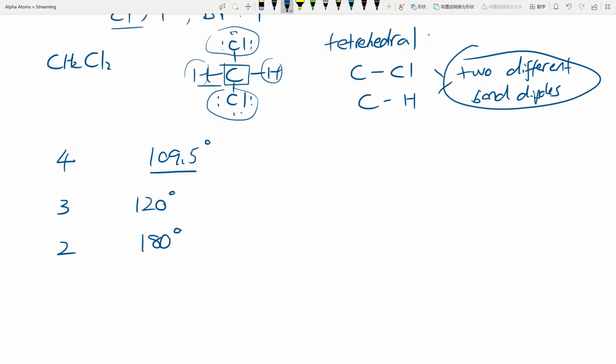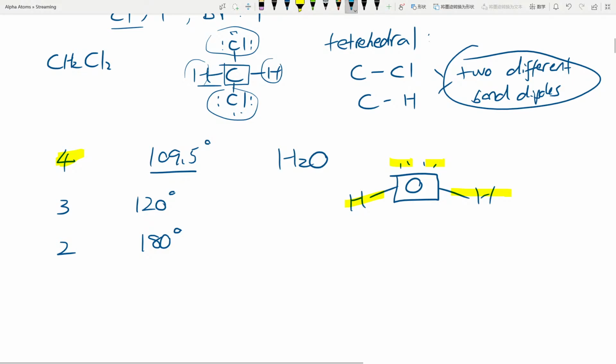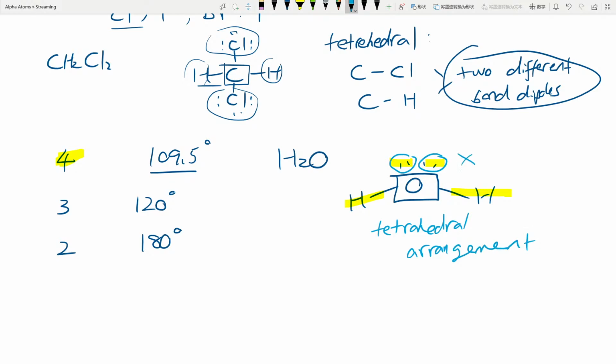So let me give you an example, say water. What is the bond angle of water? Water looks like this. What shape is water? If you look at the central atom, which is oxygen, it has 4 regions of electron density, and 2 of them are lone pairs of electrons, so they cannot be seen. So this has what we call a tetrahedral arrangement. But because you can't see these 2 lone pairs, you have a bent shape. And what is the bond angle?